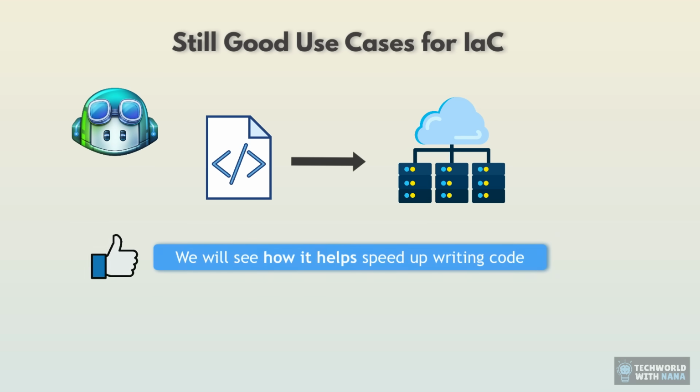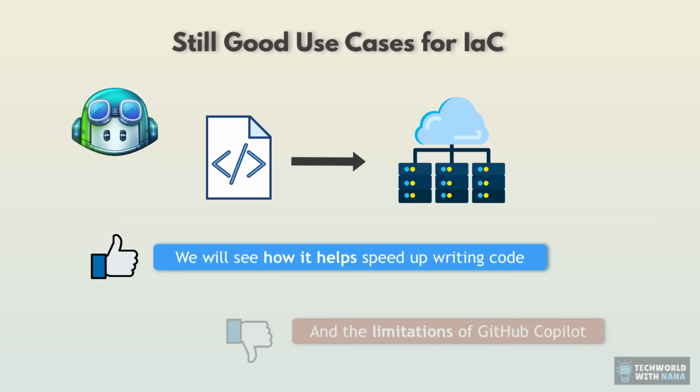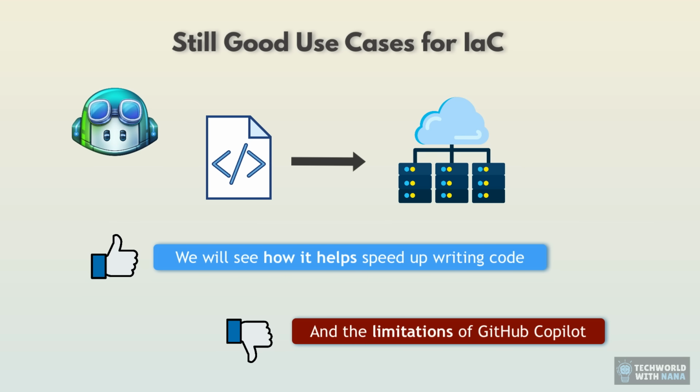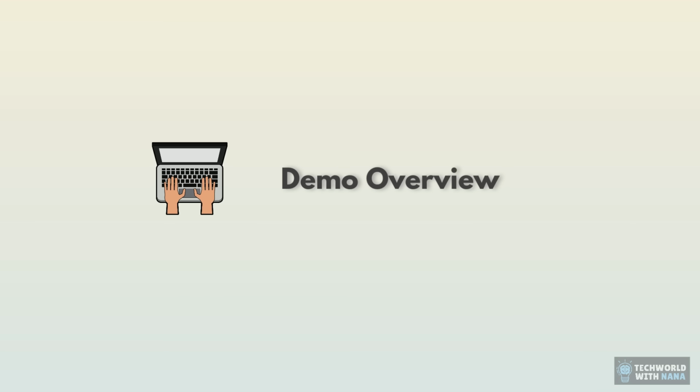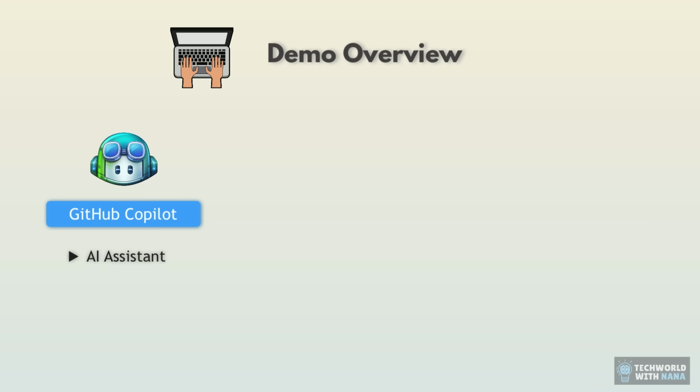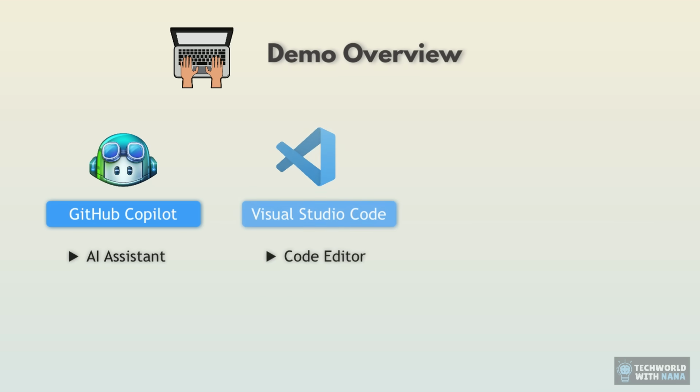So we're going to see the usage, how it helps and how it may help in writing code, but also limitations of GitHub Copilot. So let's go directly to the demo and let's see how it all works. And in the demo, we're going to be using GitHub Copilot, obviously, with Visual Studio Code.